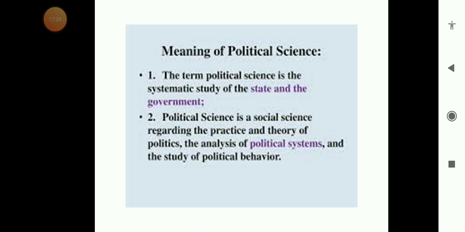Now moving to the further meaning of political science, the term political science is the systematic study of state and government, and political science is a social science like any other science. Social sciences, for example, history, economy, sociology, ethics. So political science is a social science regarding the practice and theory of politics and the analysis of political systems. Different political systems are analyzed in it when we study it, and the study of political behavior of man as well as behavior of nations is also studied in it.